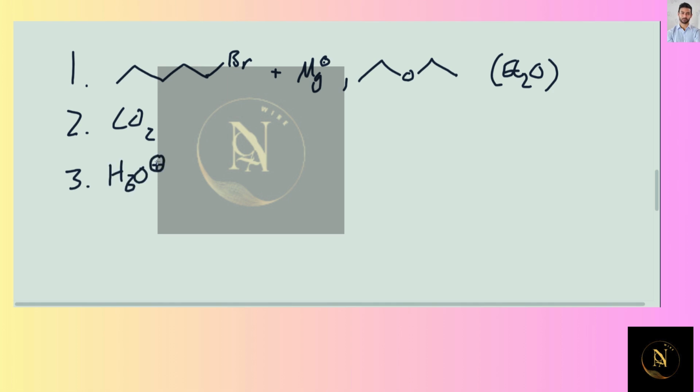Okay. Final one is 1-phenyl-1-propanol. It's propane, and on one carbon we've got an OH, but we've also got a phenyl ring. So we've got options. We can either break the bond here, or we can break the bond here. It's up to us. Let's say that we break the bond here.